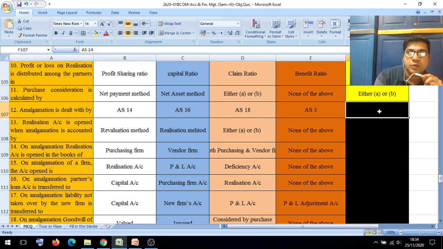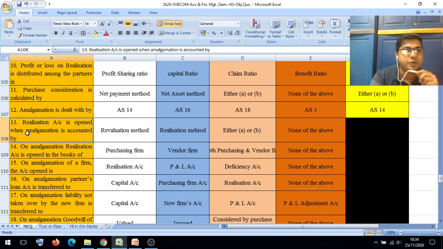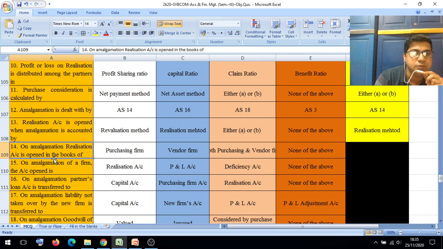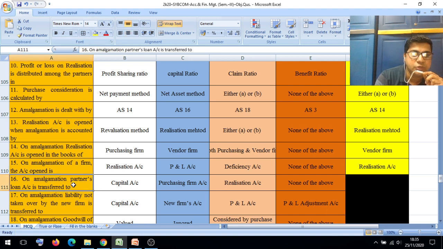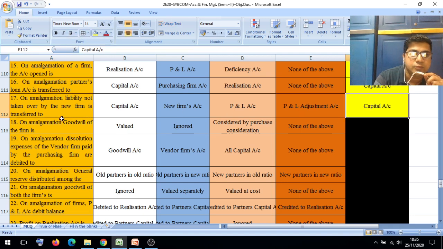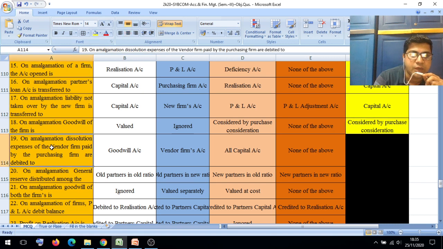Amalgamation is dealt with in Accounting Standard number 14. Realization account is opened when the amalgamation is accounted by the realization method. On amalgamation, realization account is opened in the books of the vendor firm. On amalgamation, the partner's loan account is transferred to partner's capital account. On amalgamation, liability not taken over by the new firm is transferred to capital account. On amalgamation, goodwill of the firm is considered in purchase consideration.